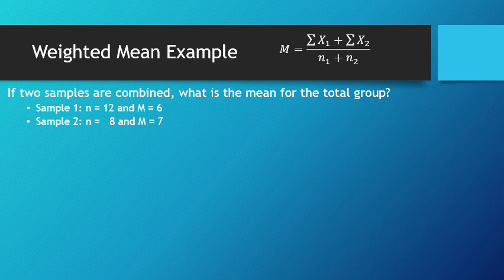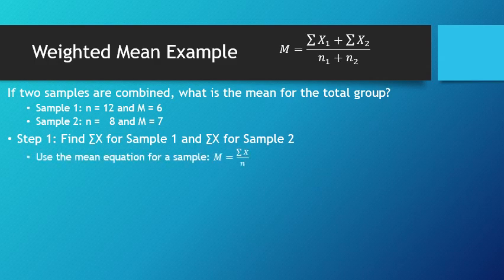So here's an example. If two samples are combined, what is the mean for the total group? So for sample 1, you're told that the n is equal to 12 and the mean is 6. For sample 2, n equals 8 and mean equals 7. Well, notice in your equation that you have to find summation of x for sample 1 and for sample 2. Okay, so let's start by finding summation of x for sample 1.